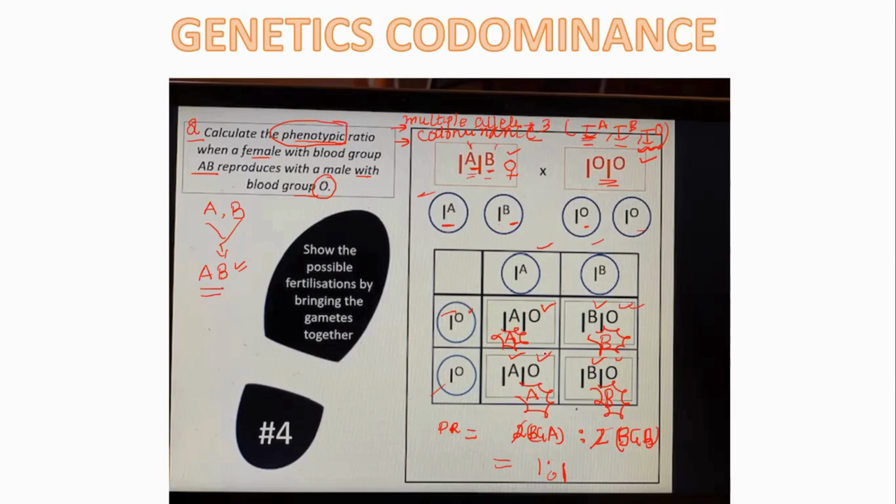I hope you followed this cross, and in your exams, if you get a question like this, you would first write the genotypes of the parents, then make the gametes, and then make the Punnett square and write the respective phenotypic ratio.